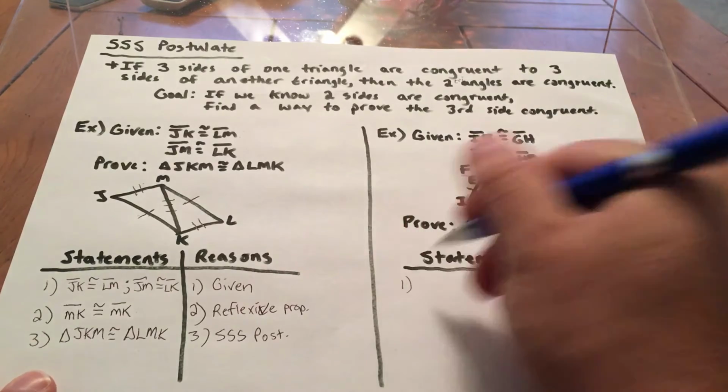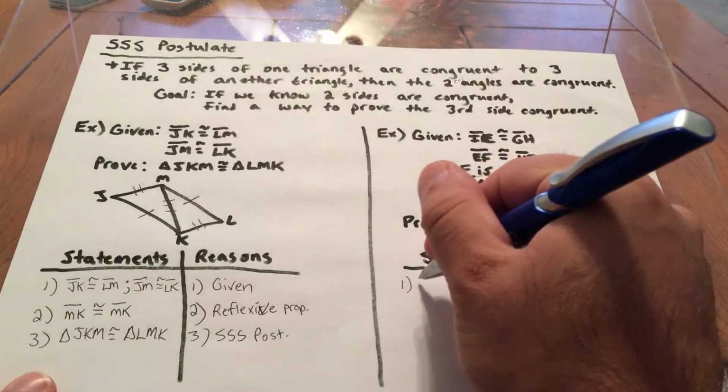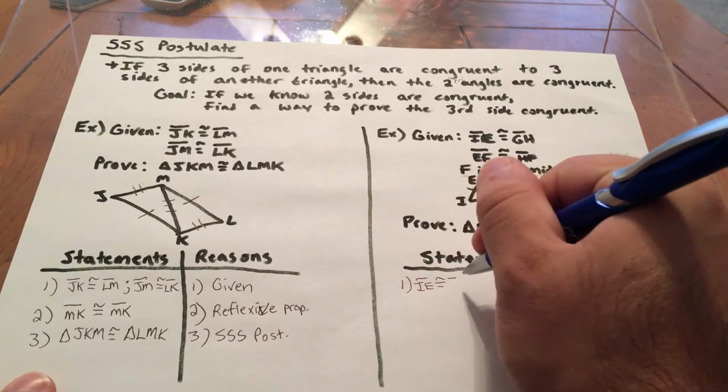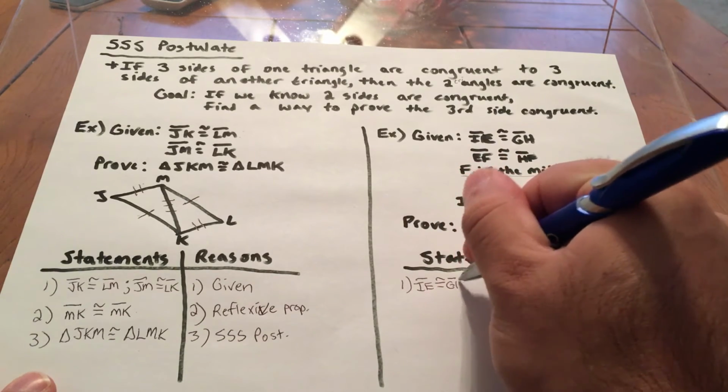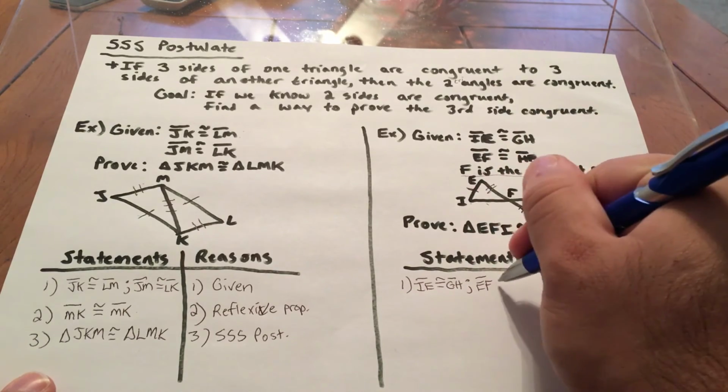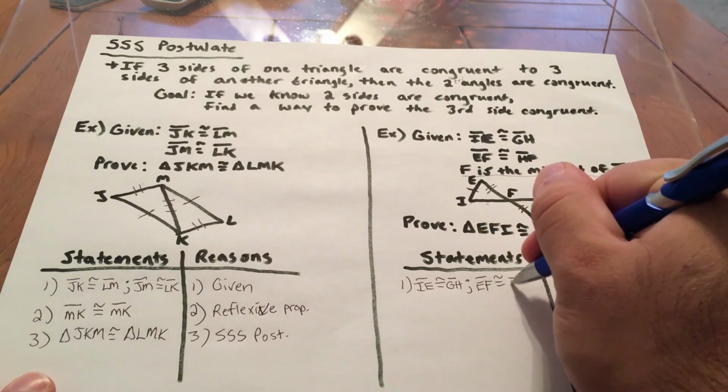First step with a proof is always to list the given information. We've got segment IE congruent to segment GH. We've got segment EF congruent to segment HF.